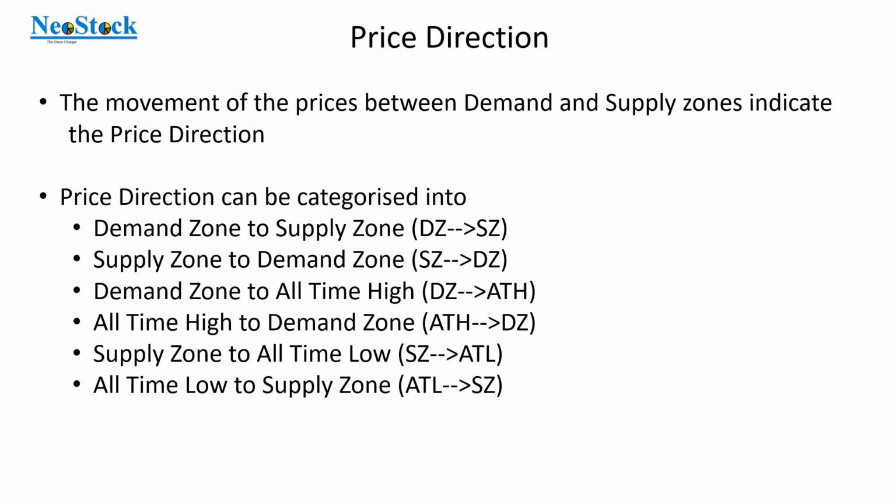Out of these 6 categories, the first 2 are very, very important, because most of the time we will be seeing demand zones and supply zones, but only in few or special scenarios will you see stocks at all-time high, and in rare scenarios stocks at all-time low. So it is a very important point to understand the price direction, how exactly the current price is flowing. Flowing means moving, how they are moving, the flow of the price.